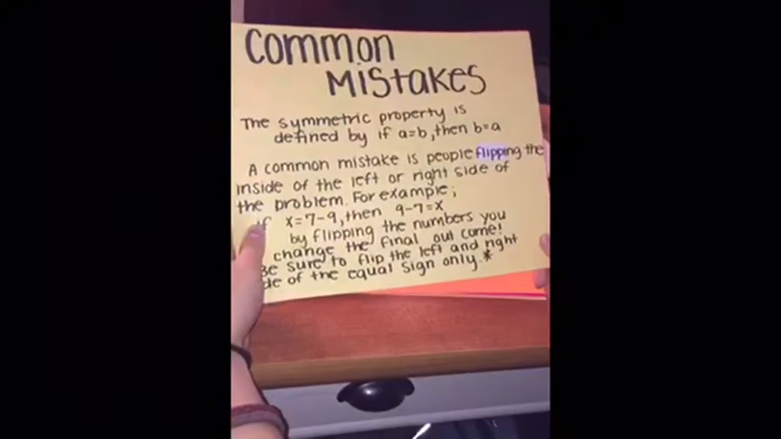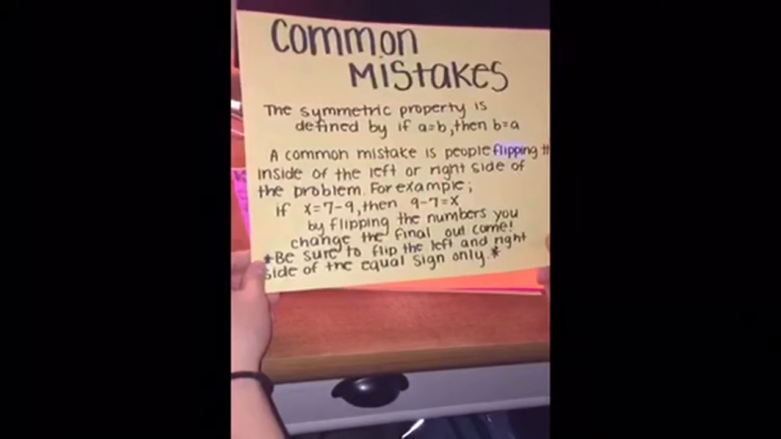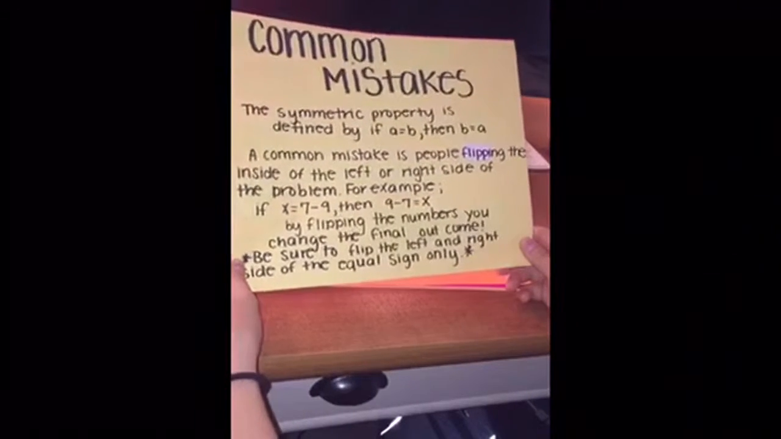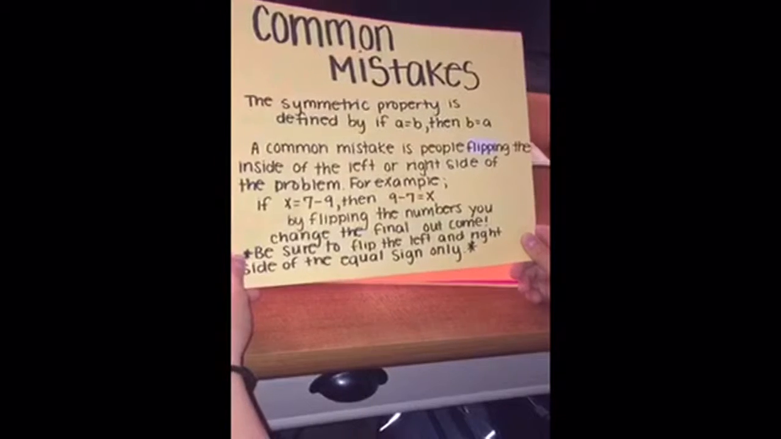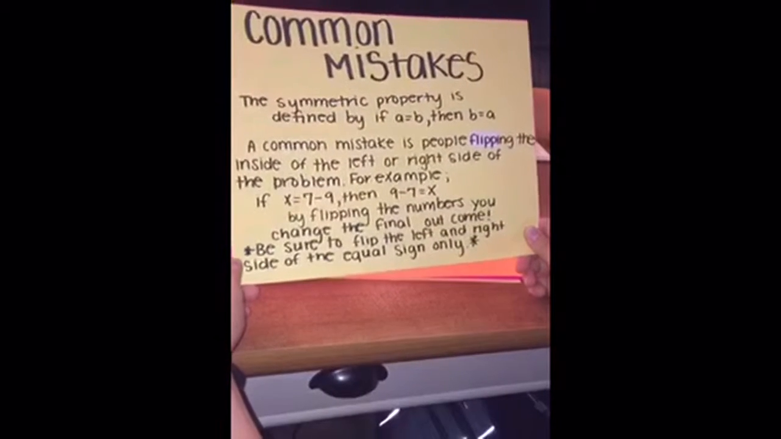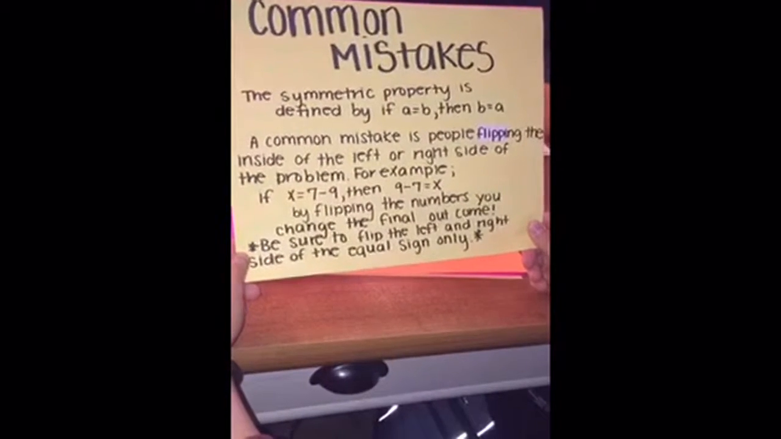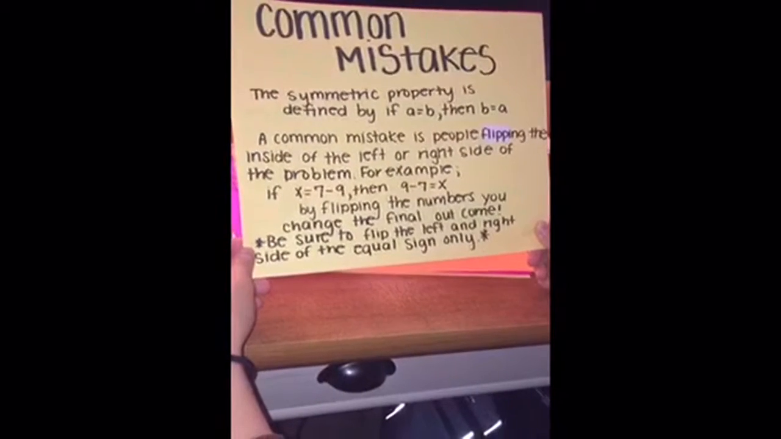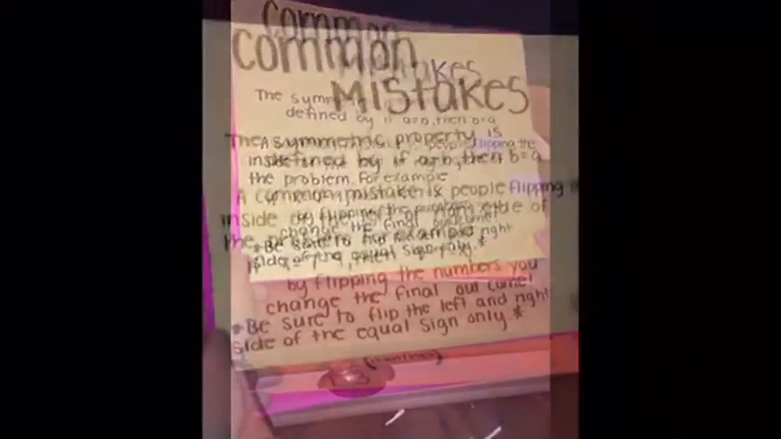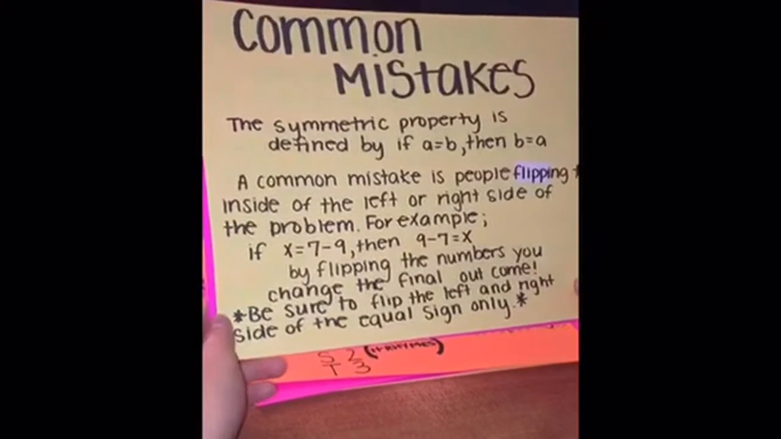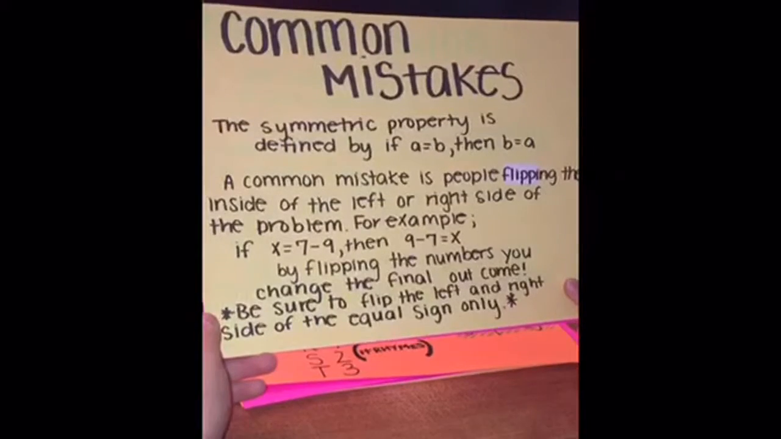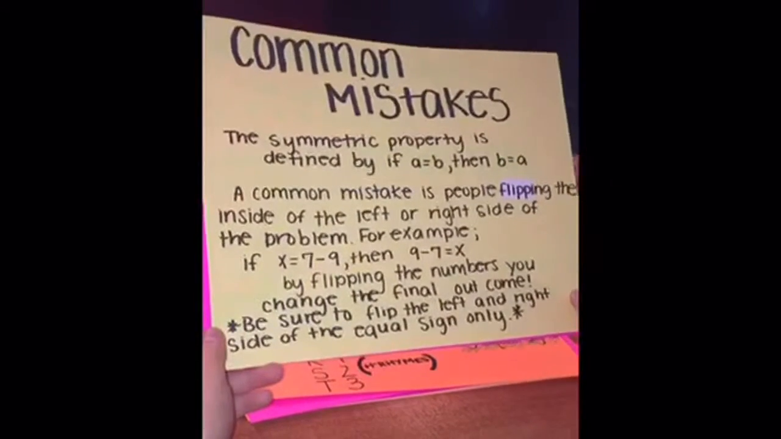Common mistakes. The symmetric property is defined by if A equals B, then B equals A. A common mistake is people flipping the inside of the left or right side of the problem. For example, if x equals 7 minus 9, then 9 minus 7 equals x. By flipping the numbers, you change the final outcome. The first equation equals negative 2, while the second equation equals positive 2. Be sure to flip the left and right side of the equal sign only so you get the right answer.